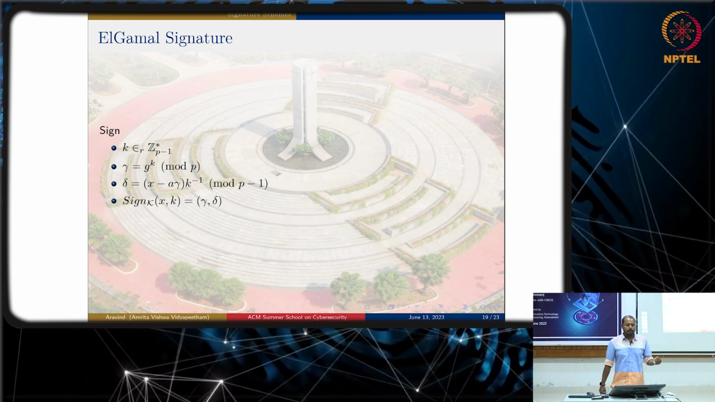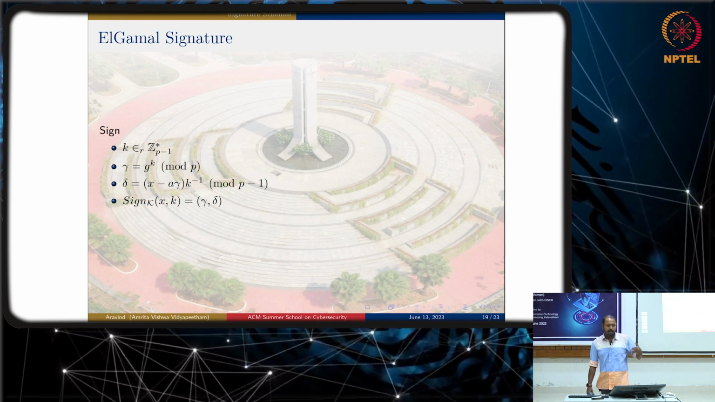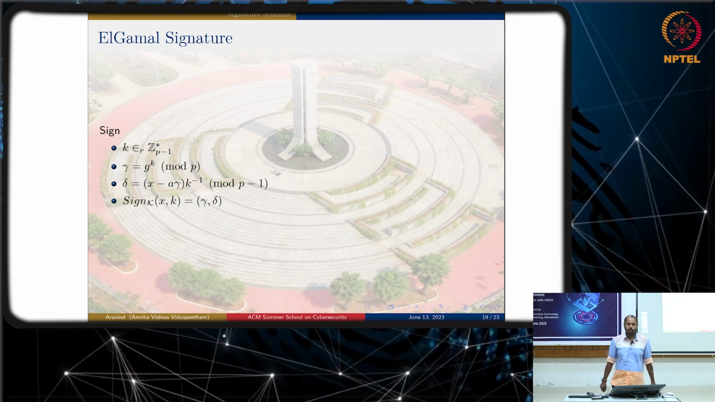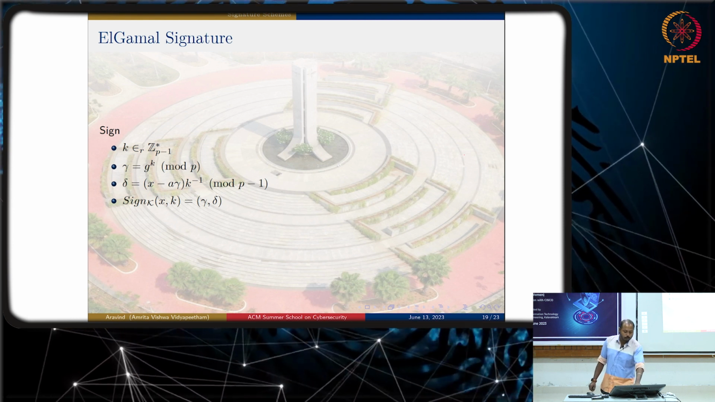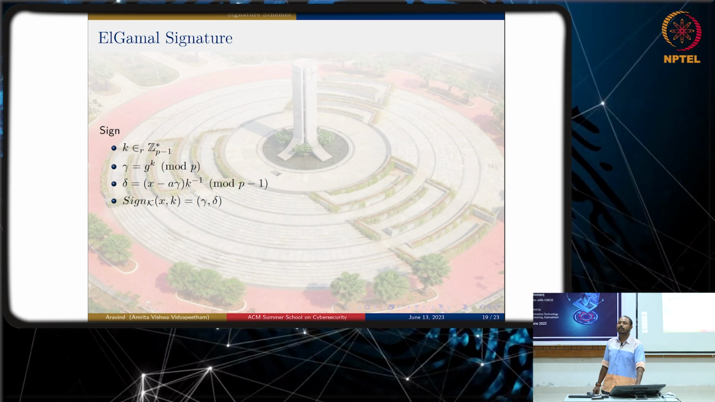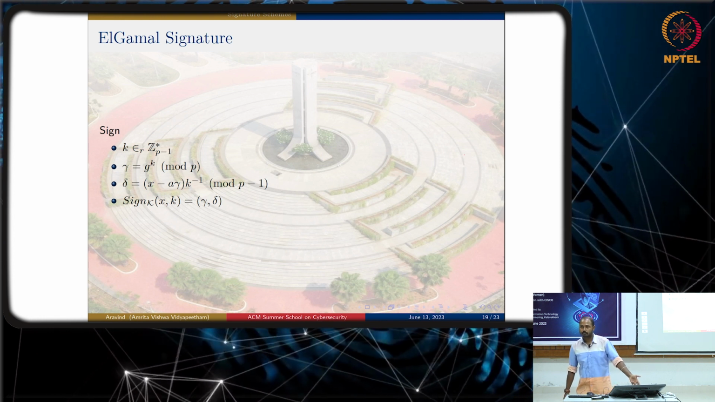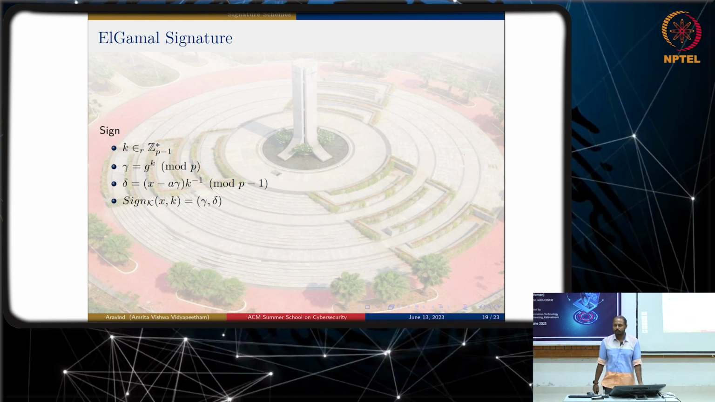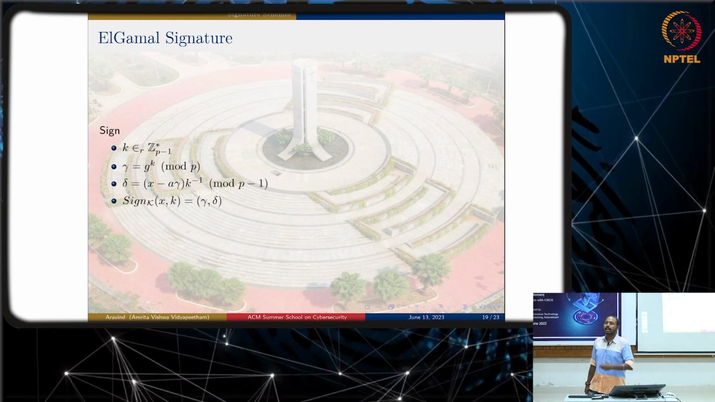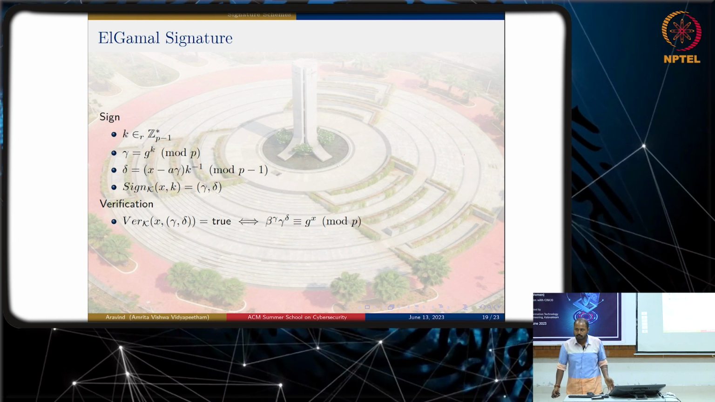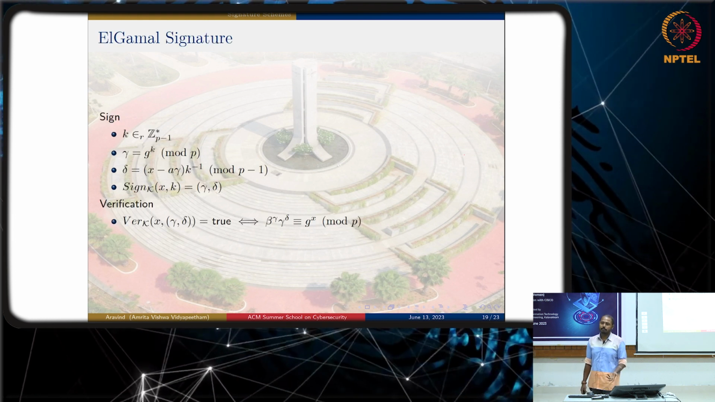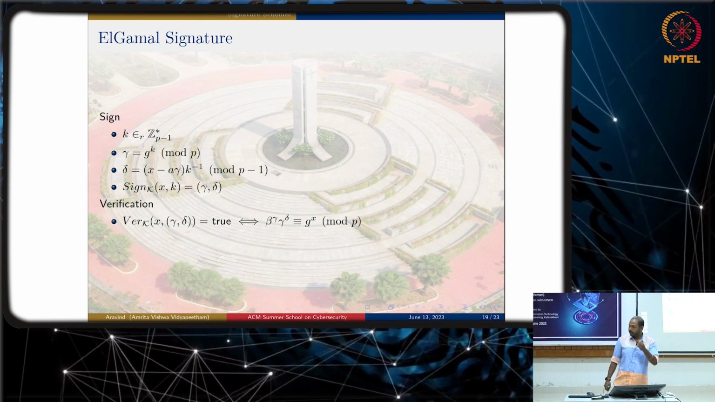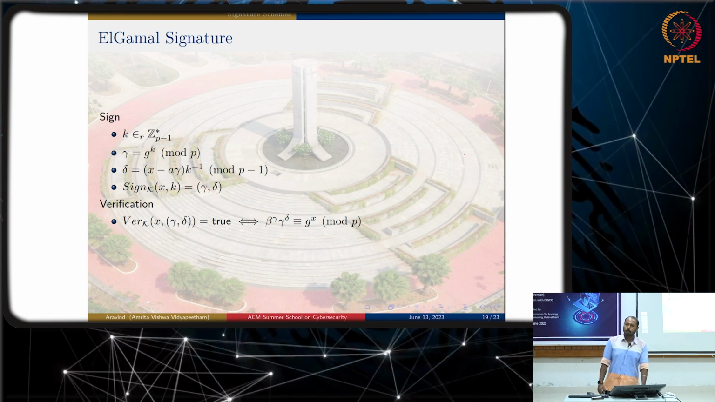So gamma will be computed by g power k modulo p, and delta will be computed by (x minus a gamma) times k inverse modulo p minus 1. See, k inverse modulo p minus 1 exists only when k and p minus 1 are relatively prime. They should have a GCD of 1. Then only we can use something called the extended Euclidean algorithm. Have you seen that? So find the inverse of the element. So the signature of the message x, with the chosen random number k, will be gamma comma delta.